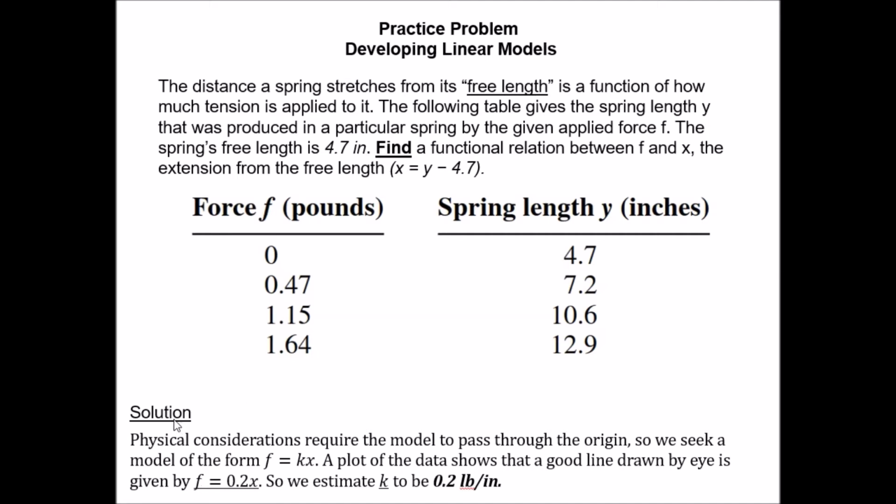If we look down here at the author's hand solution, they tell us that the physical considerations require the model to pass through the origin, so we seek a model in the form F equals Kx, the typical equation for a spring, where K is our spring constant. A plot of the data, whether we do it by hand or with numerical methods, shows that a good line drawn by eye is roughly F equals 0.2x, where 0.2 is the slope using a linear approximation, y equals mx plus b, where b is the intercept at the origin. From that, we can estimate k to be 0.2 pounds per inch.